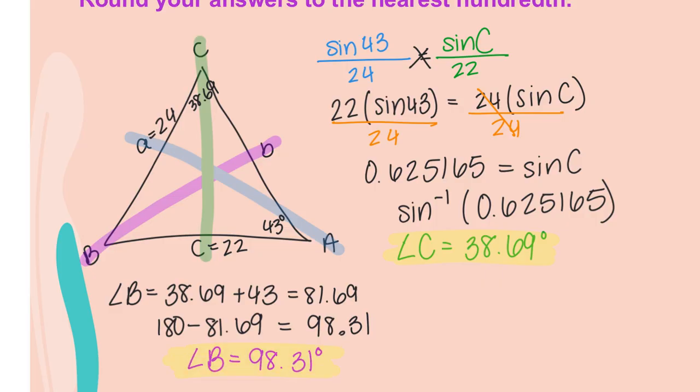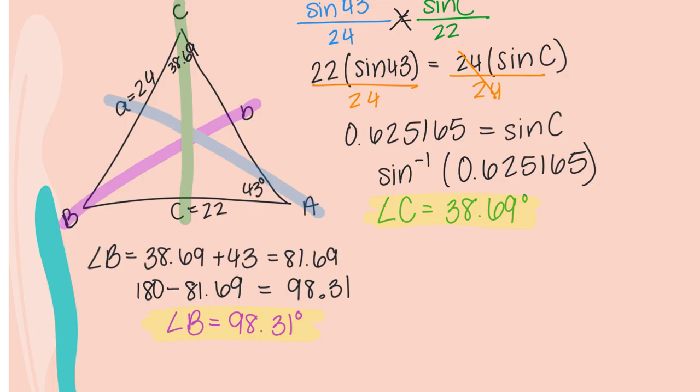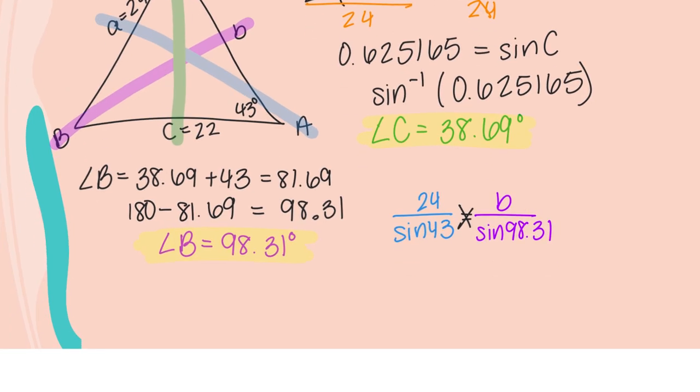The last thing we have to solve for is side B. All right, solving for side B, I am still going to use A. But now that I'm solving for a side, I'm going to flip it. So I have side, using A again, 24 over sine 43. And setting it equal to, I don't know what side B is, but I know that the angle is sine 98.31.